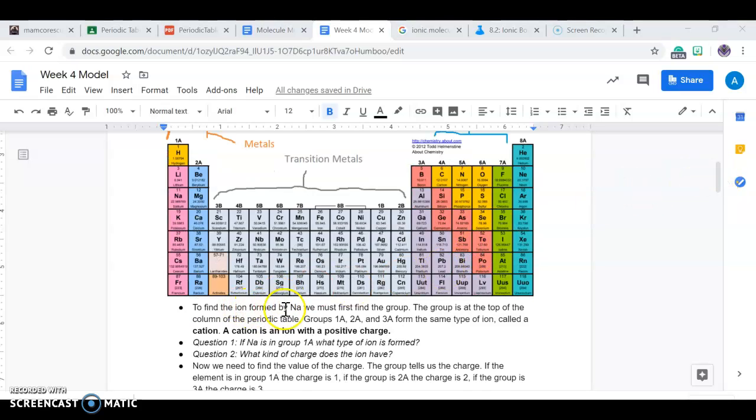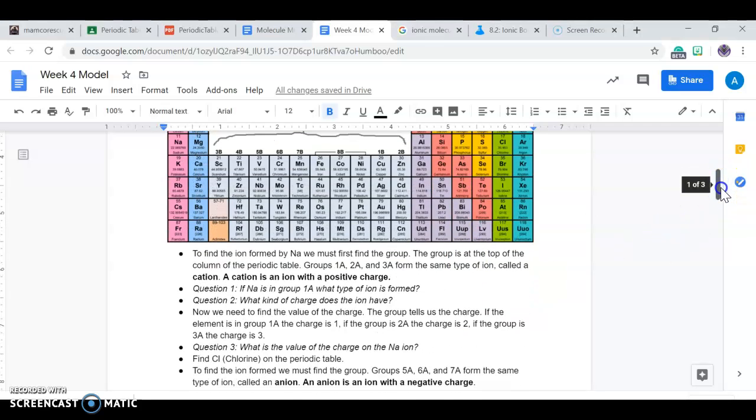So now we're going to find the ion formed by sodium. We're looking at the group, right? And we're looking at the type of ion. The type of ion is called a cation, and a cation is an ion with a positive charge. Right? So if sodium is in group 1A, what type of ion is it? Look at the text in bold, see if you can answer that question.